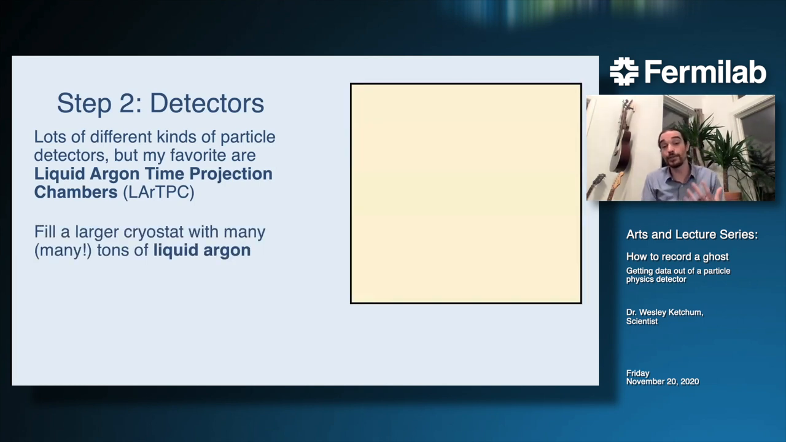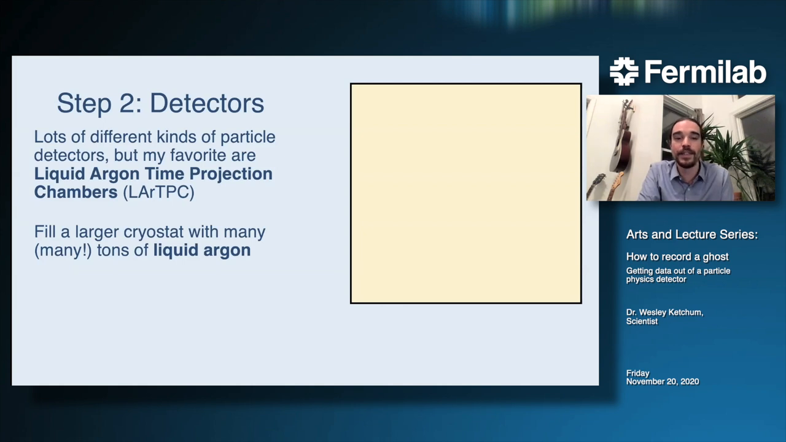First, we get a really large cryostat, and we fill it with many, many tons of liquid argon. Argon, you'll remember, hopefully, is an atomic element. It's actually the third most abundant element in air. So we can liquefy that argon from the air, it's very cold, and put it into this cryostat and use it as a target for our neutrinos to hit.